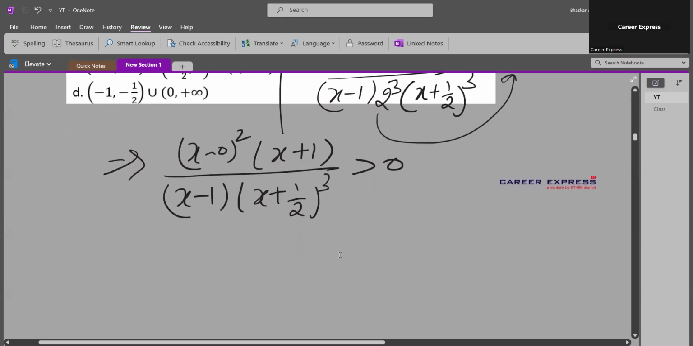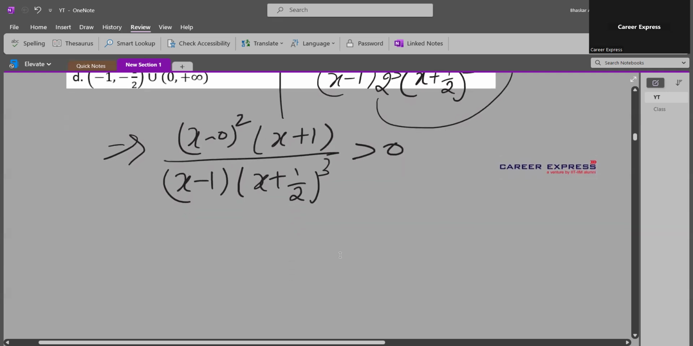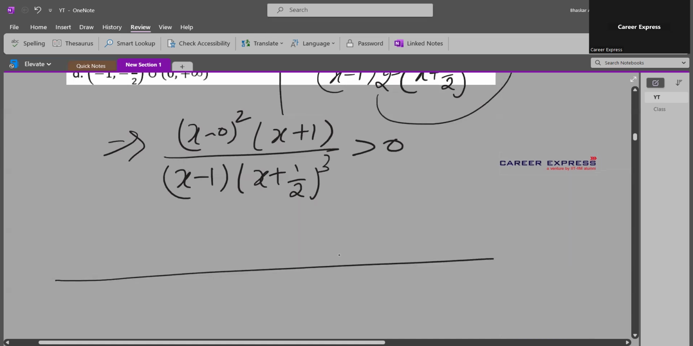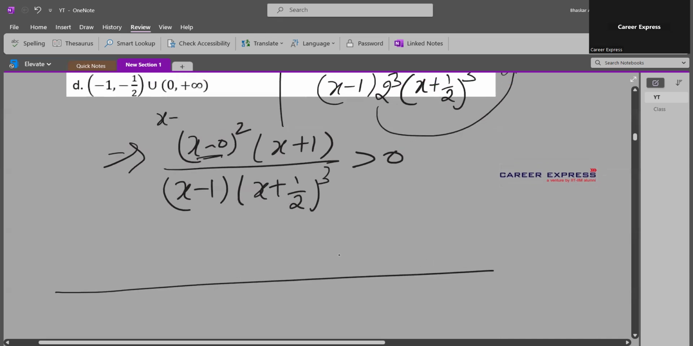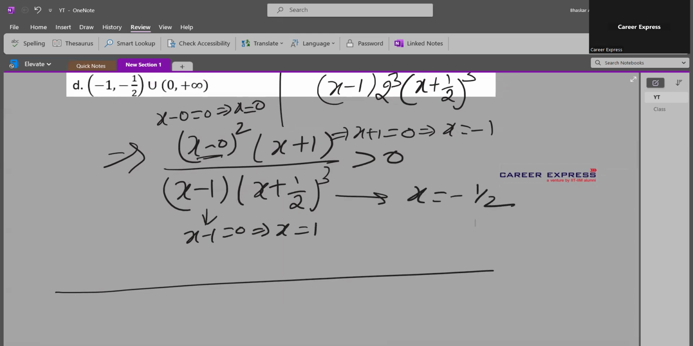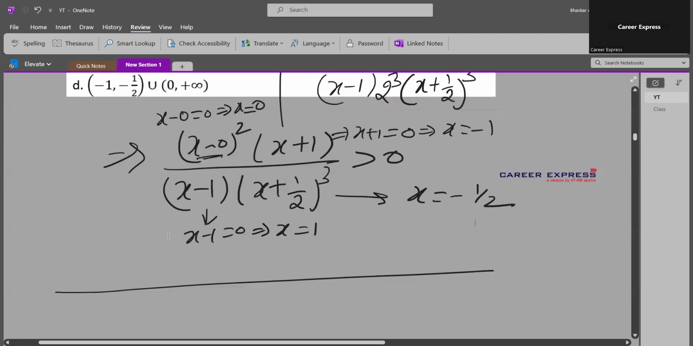Now, in order to find the values of x which satisfy this inequality, we will use the number line. On this number line, we will show all the critical points that we are given. From here, I will get x minus 0 equal to 0, that is x equal to 0. From here, x plus 1 equal to 0, that is x equal to minus 1. From here, x minus 1 equal to 0, that is x equal to 1. And similarly, from here, x equal to minus half. So these are the 4 critical points that we should use: 0, minus 1, 1, and minus half.